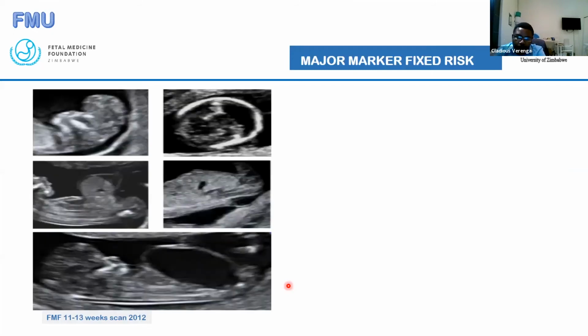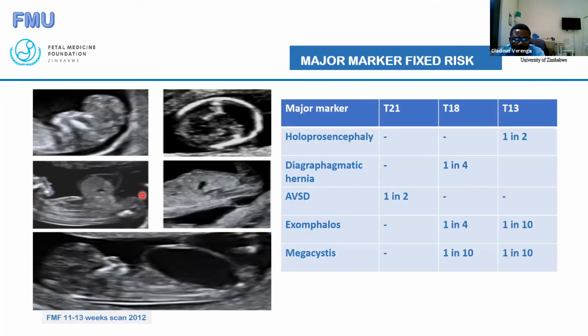Then what about the major markers? We have sent the woman for screening, an 11 to 14 week scan, and somehow you bump onto some of these major markers. What does this do to the risk? So irrespective of the measurement of the nuchal translucency, if the baby has holoprosencephaly, the risk for trisomy 13 becomes 1 in 2. The risk that this baby will have trisomy 13 is 1 in 2. If there's evidence of diaphragmatic hernia, then the risk of trisomy 18 becomes 1 in 4.